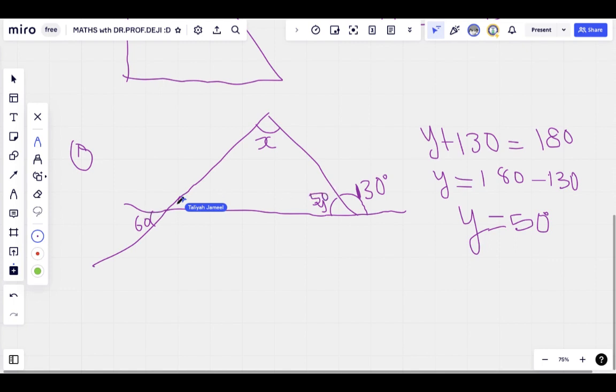And here, they're vertically opposite. Look here, it will be 60, right? This place will be 60. Why? Because they're vertically opposite. Vertically opposite angles are equal. Since they are vertically opposite, here will be 60.